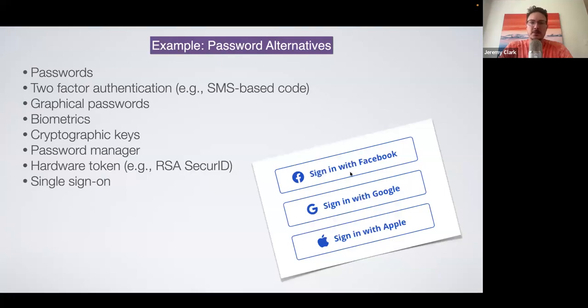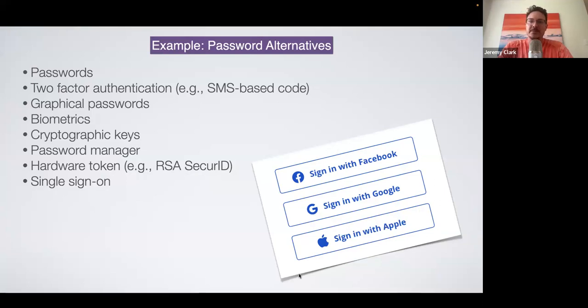Single sign-on, someone mentioned. So this is, you know, you sign in with some other account that you have. It's kind of like if you're using an Apple password manager and it's being synchronized through the cloud, then it's ultimately being protected by your Apple password. And so signing in with Apple is basically the same threat model.